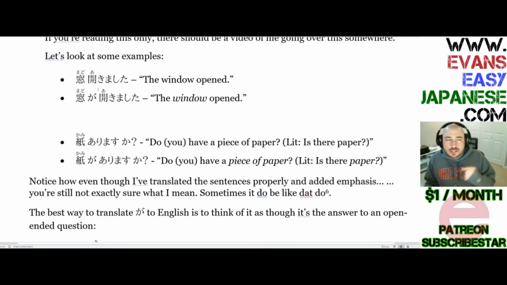There's a little bit more to the difference between wa and ga, like super subject and clause subject, but we'll get into that when it arrives.